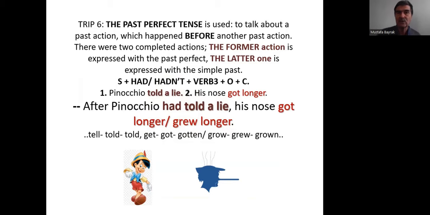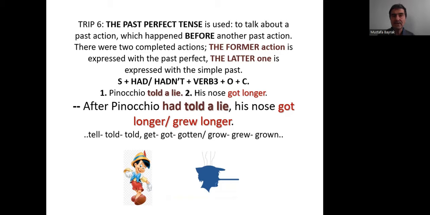Now, our basic topic today is the past perfect tense. And in the second half of the presentation, we will study the past perfect continuous tense. But first of all, let's become familiar with the past perfect tense. What is it? It is this. There were two completed actions. The former action is expressed with the past perfect. The latter one is expressed with the simple past.